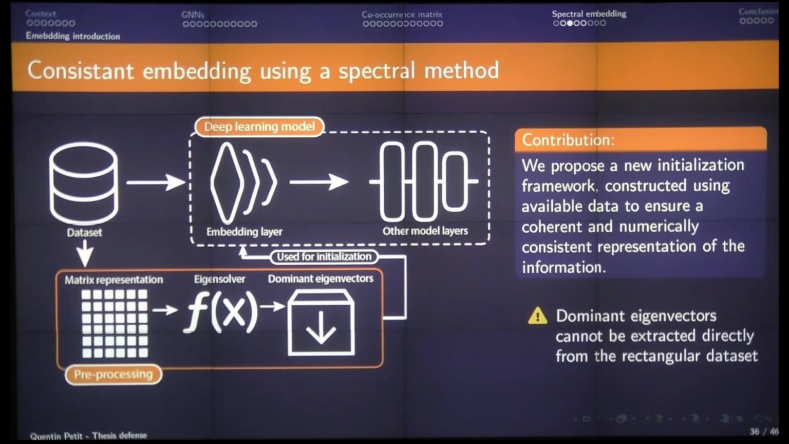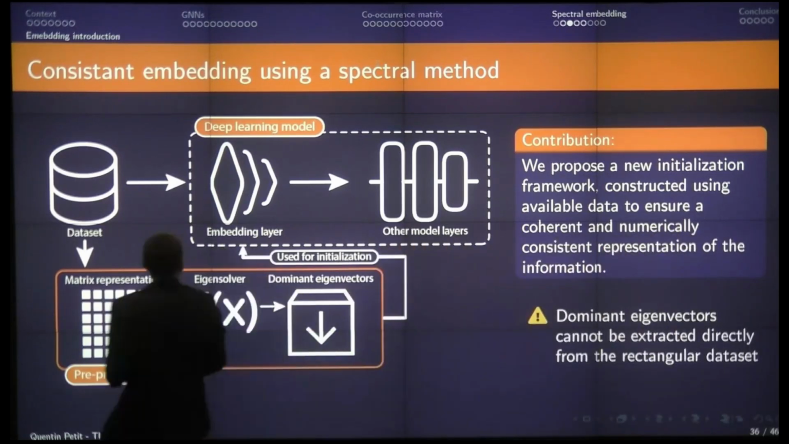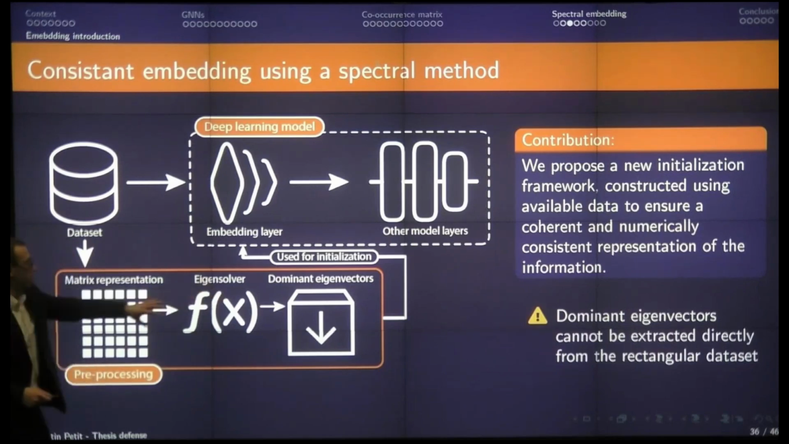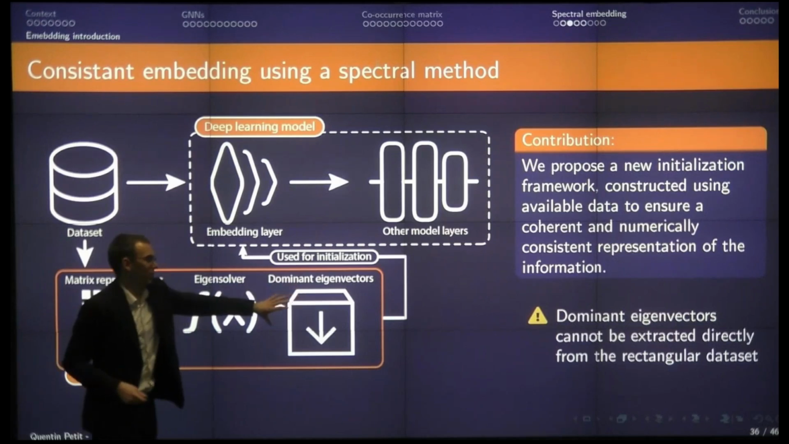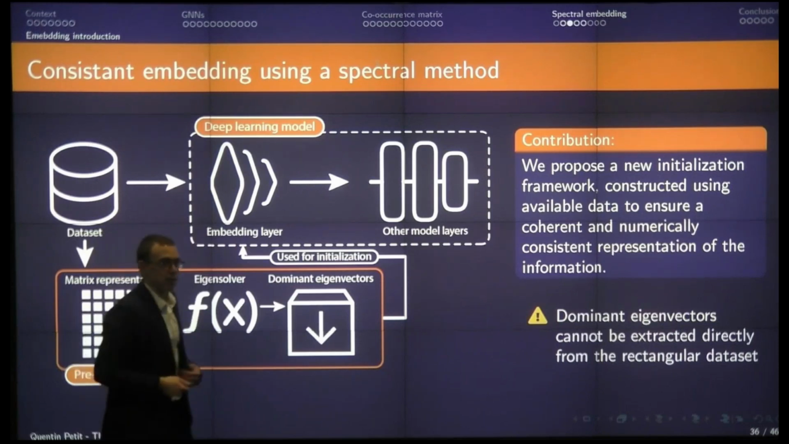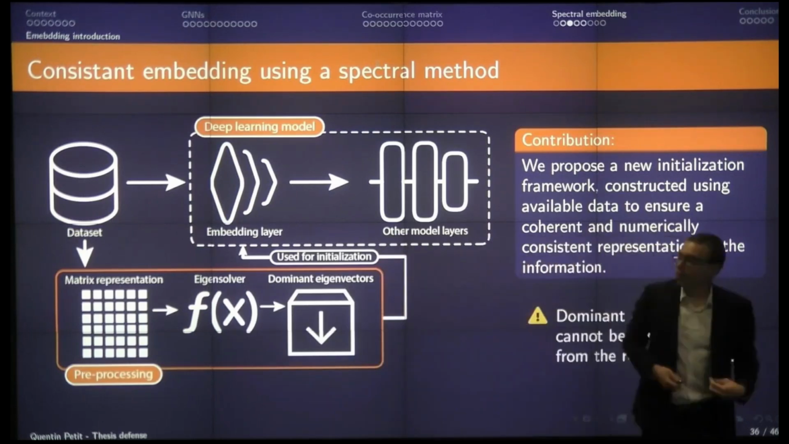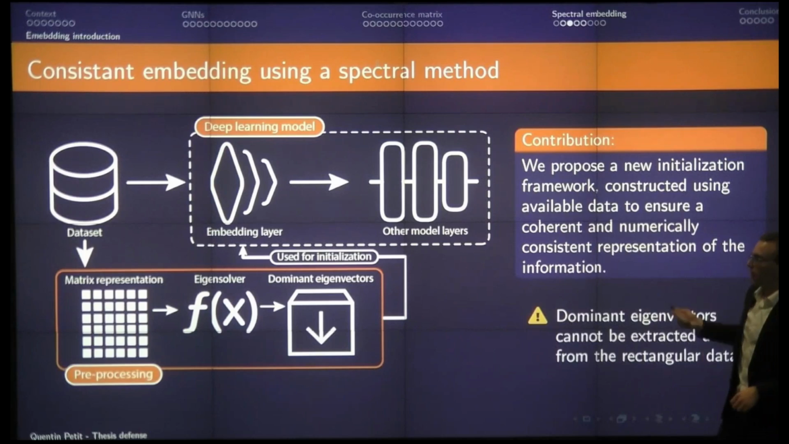So to build an initialization of the embedding, we propose to use an eigensolver to extract the dominant eigenvector of a matrix representation of the dataset. That can be, for example, the Cochrane matrix that we saw in the previous part. From this matrix representation, we use an eigensolver to get the dominant eigenvector. After that, we use this eigenvector to initialize a first embedding, to be sure that the output of the embedding will immediately have a consistency from the original data. And after that, we give it as input to the rest of the model.